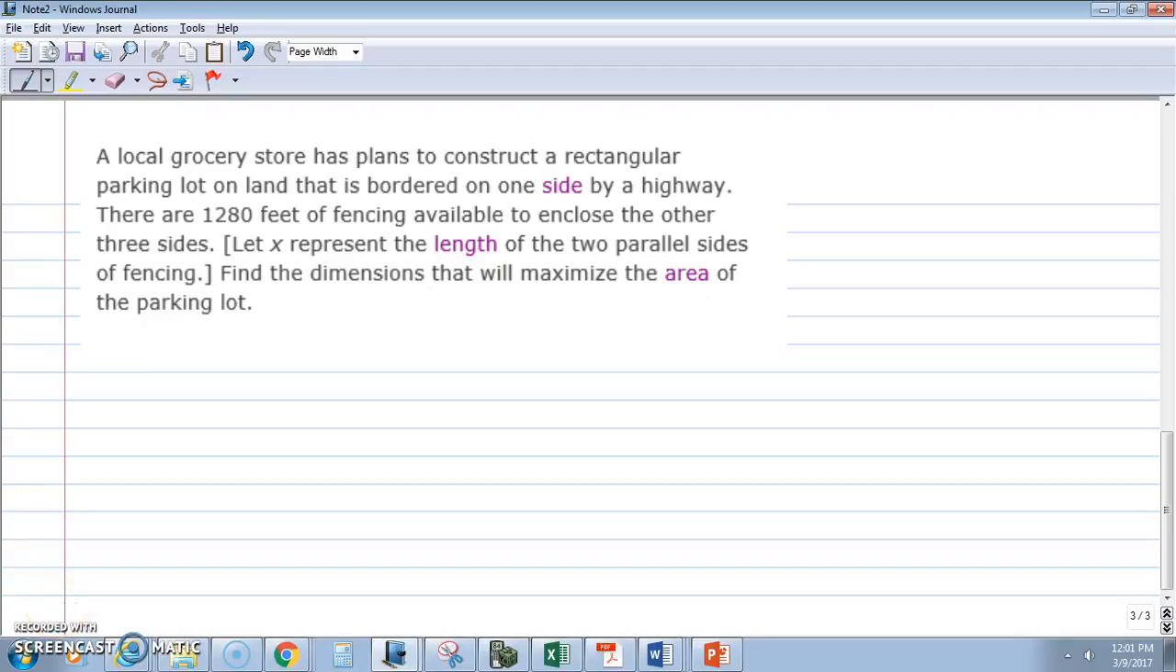All right, you guys, a local grocery store has plans to construct a regular parking lot on land that is bordered on one side by a highway. There are 1,280 feet of fencing available to enclose the other three sides. We know x represents the length of the two parallel sides, and y is going to be the area. You should have that down already. It's given in the question.